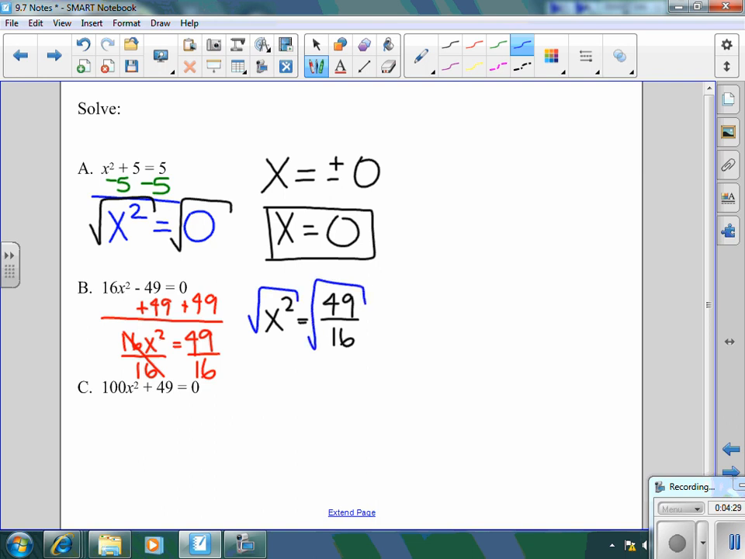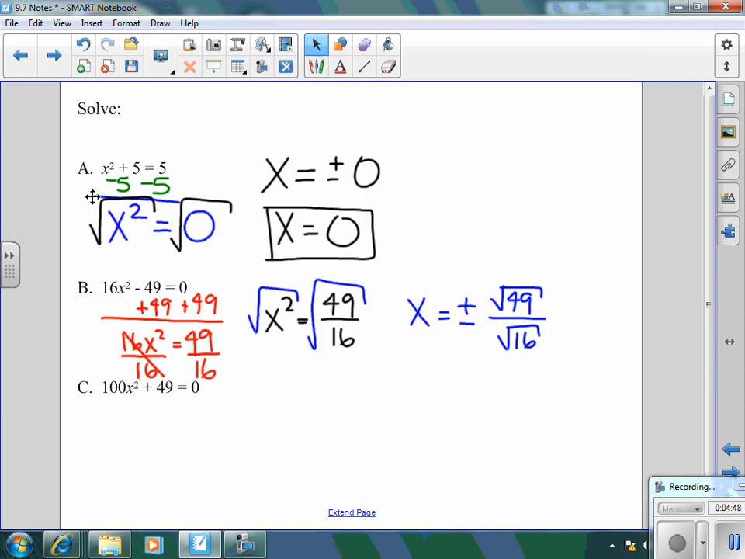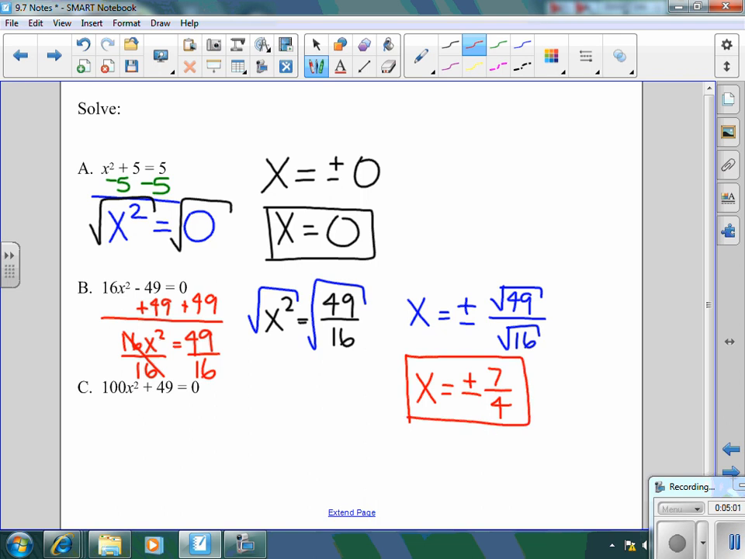The square root of x squared is x. We need to remember plus or minus when we're solving this. And also remember that the square root of 49 over 16 is the same thing as the square root of 49 divided by the square root of 16. Those are two numbers that we can simplify easily. So x equals plus or minus the square root of 49, which is 7, over the square root of 16, which is 4. So positive 7/4 works, and also negative 7/4 works.